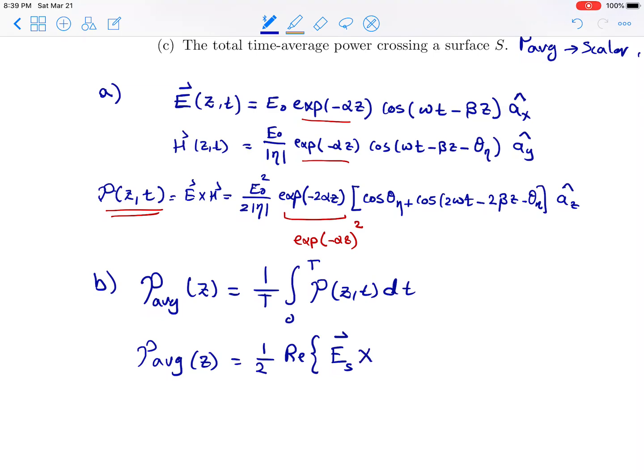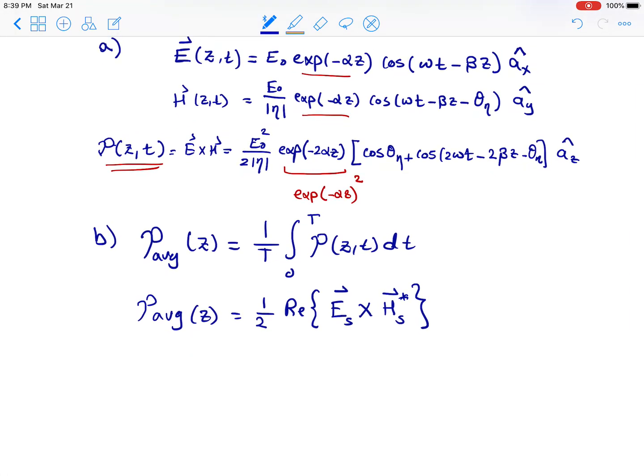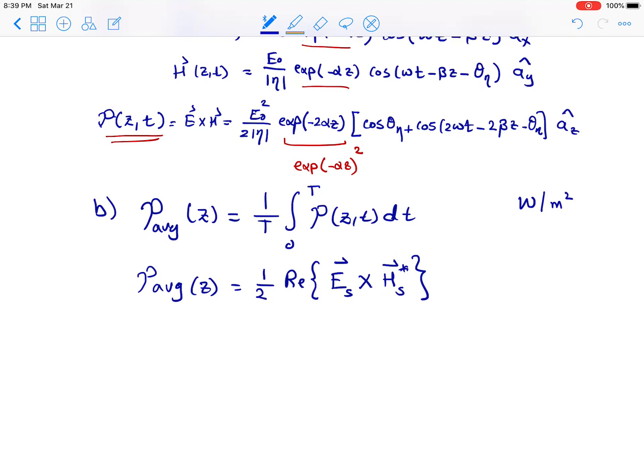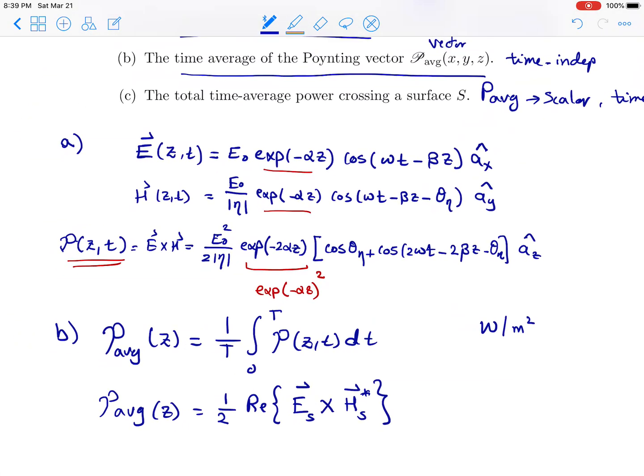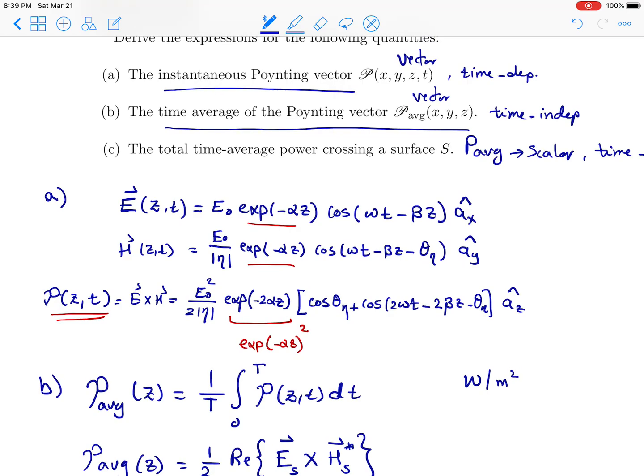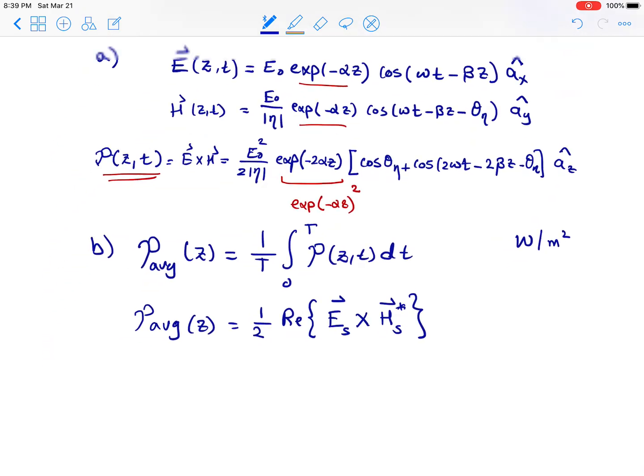This one is the phasor form of the electric field cross producted with the complex conjugate of the phasor form of the magnetic field. The unit for the Poynting vector is watts per meter square, so it's actually a power density. So now we did derive the second one.